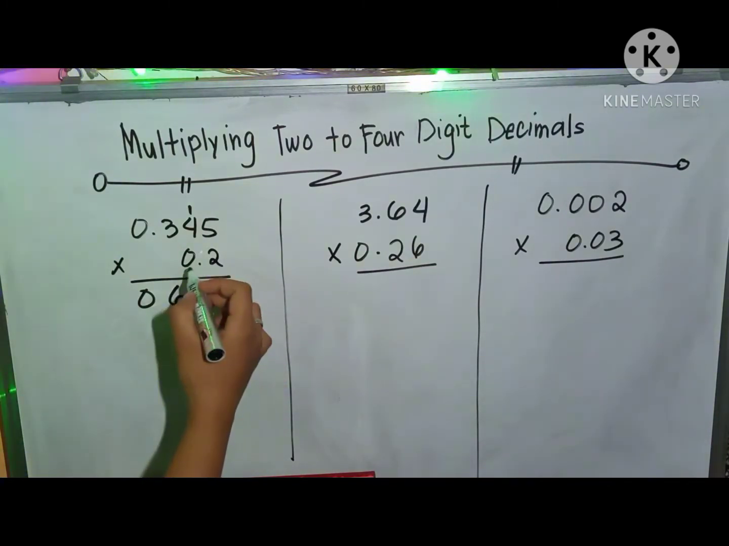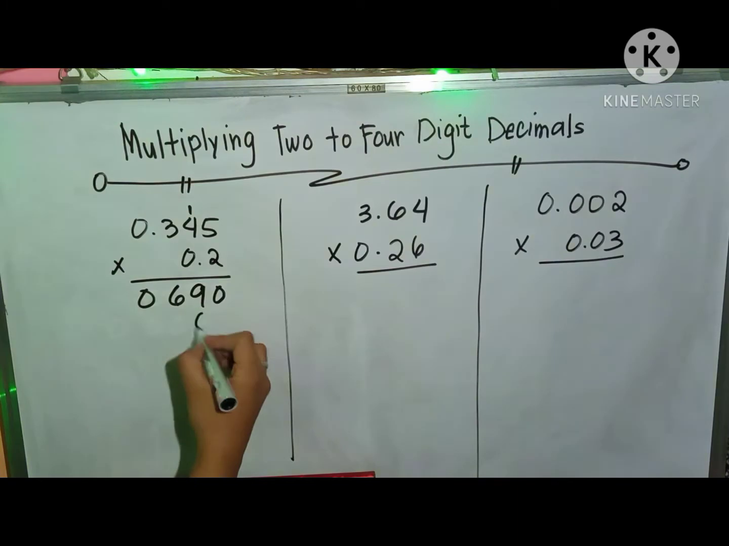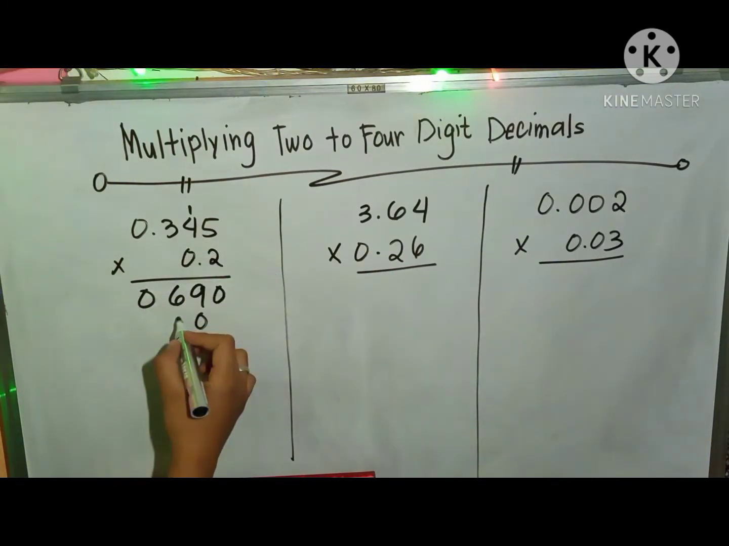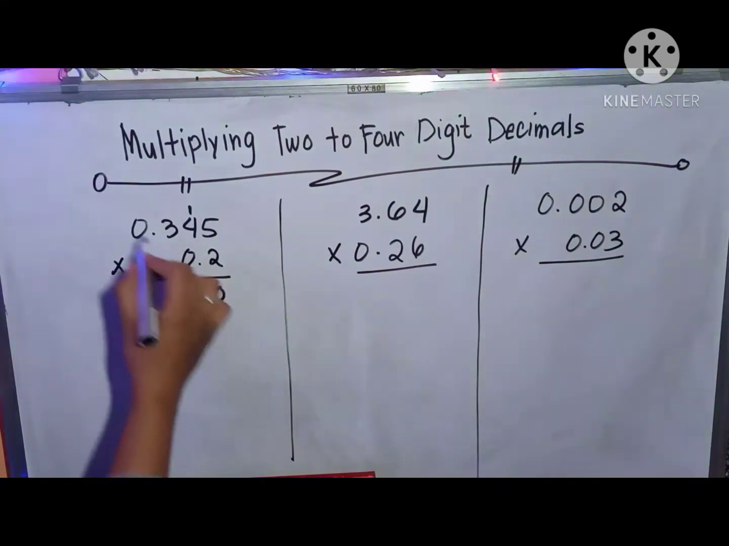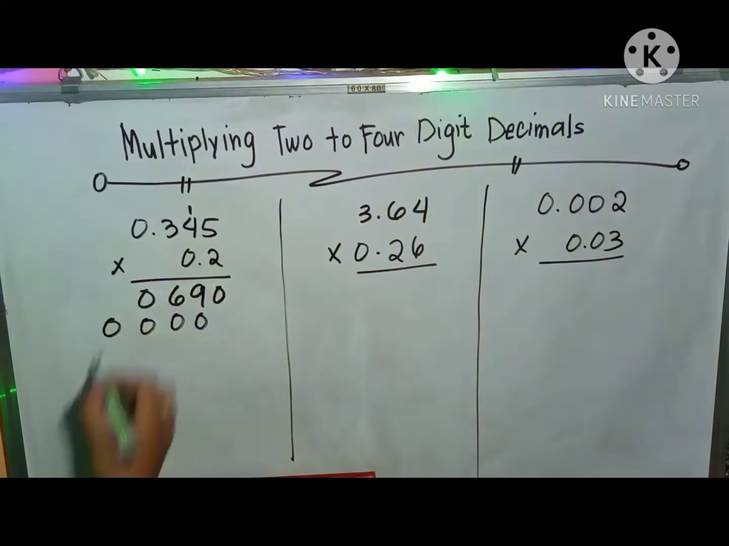Next, meron pa tayong 0. 0 times 5 is equal to 0. So sa tapat ng 0 natin siya isusulat. 0 times 4 is equal to 0 pa rin. 0 times 3 is equal to 0. And 0 times 0 is equal to 0.